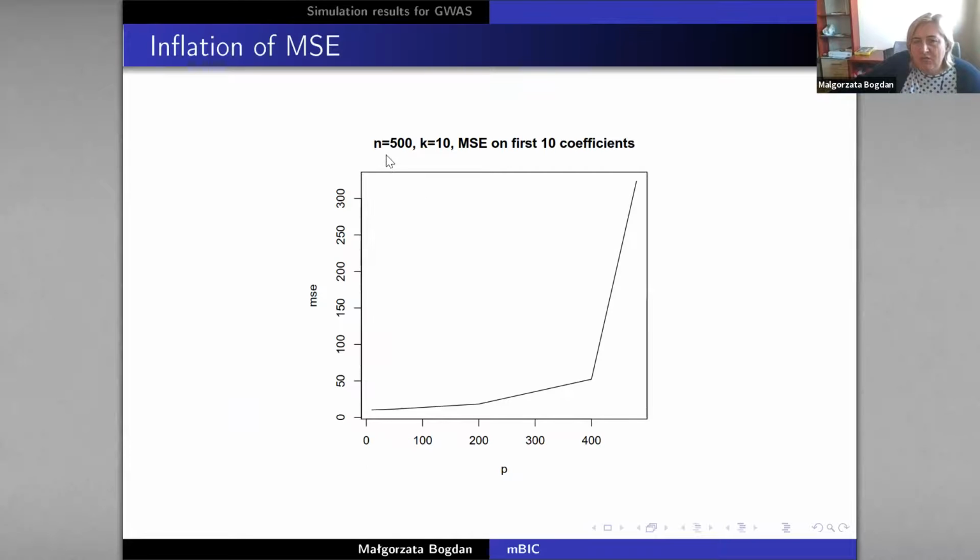Here we have a situation where I have n equal to 500, and I have only 10 important regressors. I'm calculating how big an error I'm making in estimating these first important coefficients. Initially my error is very small, but when I include in my database many X's which are completely irrelevant, I pay a price. When I add new X's to my database, my mean square error of estimating these first 10 increases. Okay, variance increases. And when p is equal to 480, variance is just huge, immense.